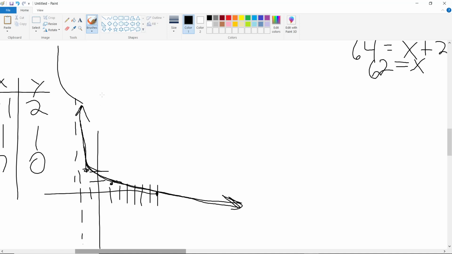Okay, so that's logging transformations of the log function, or graphing transformations of the log function.